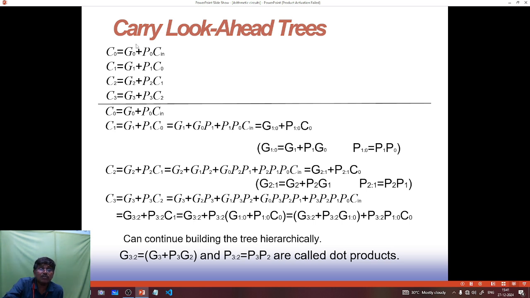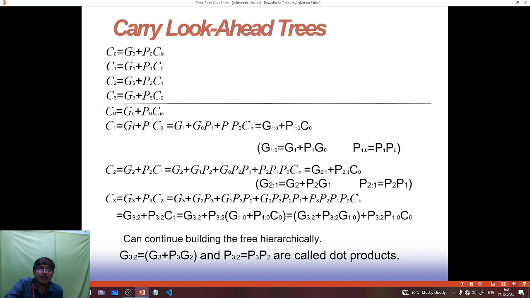C0 is equal to G0 plus P0 into Cin. This is the general equation: carry out is equal to G0 plus P0 into Cin, and C1 is equal to G1 plus P1 into C0, and C2 is equal to G2 plus P2 into C1, and C3 is equal to G3 plus P3 into C2, and so here we have to expand. C0 is equal to G0 plus P0 into Cin.